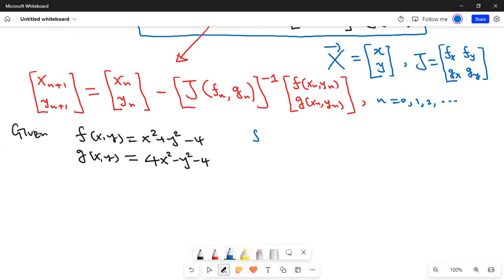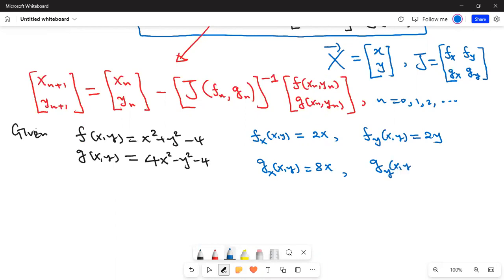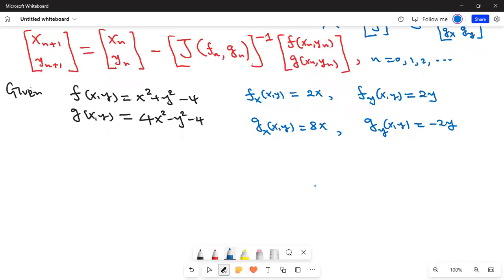So what is partial f with respect to x as a function of xy? It is equal to 2x. f with respect to y as a function of xy is equal to 2y. Partial g with respect to x as a function of xy, that is equal to 8x. And g with respect to y as a function of xy, that is negative 2y. So therefore, our Jacobian matrix J of FG is this matrix: 2x, 2y, 8x, negative 2y.